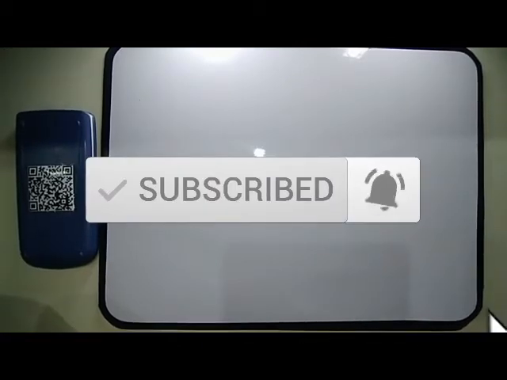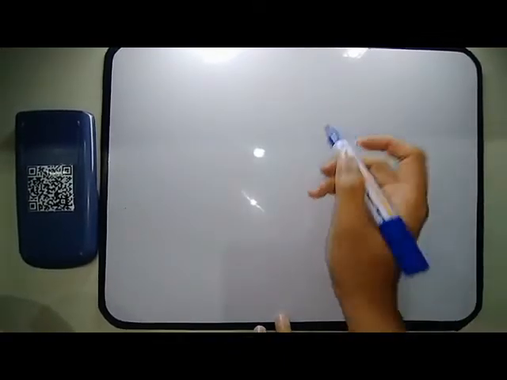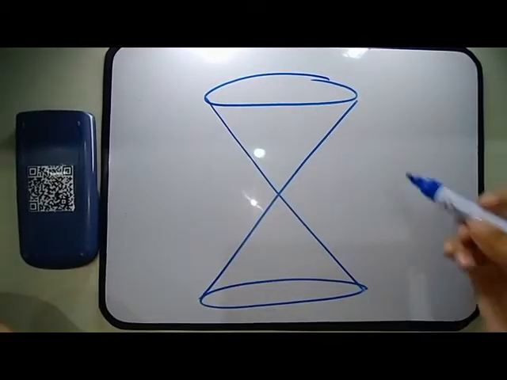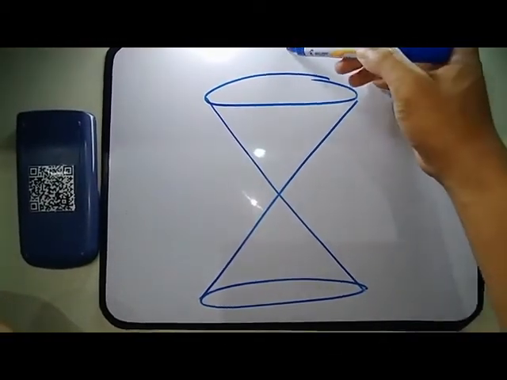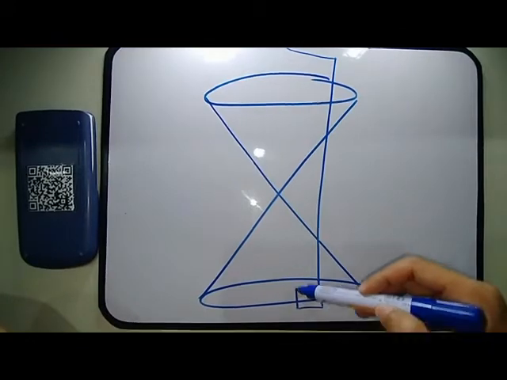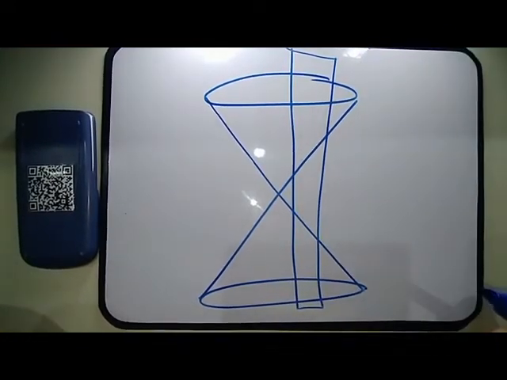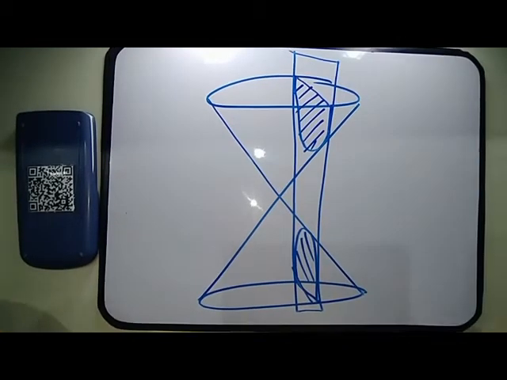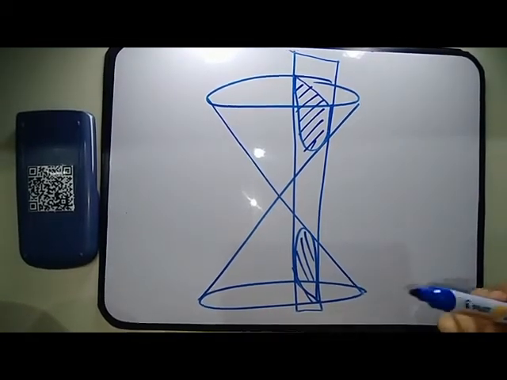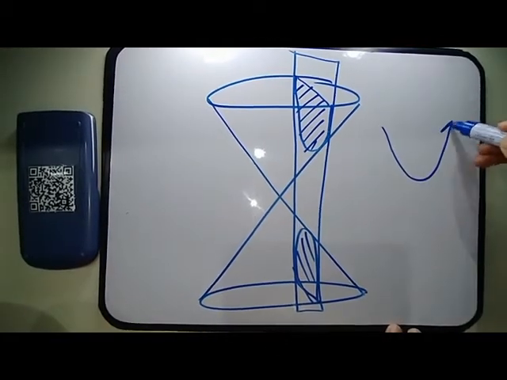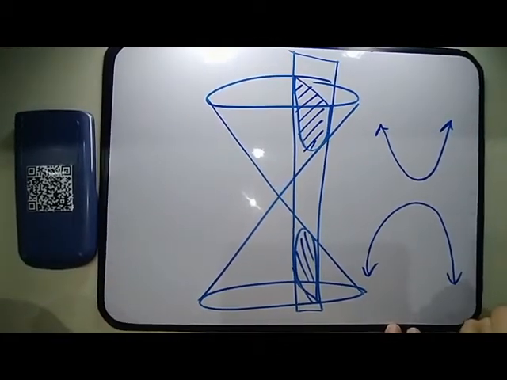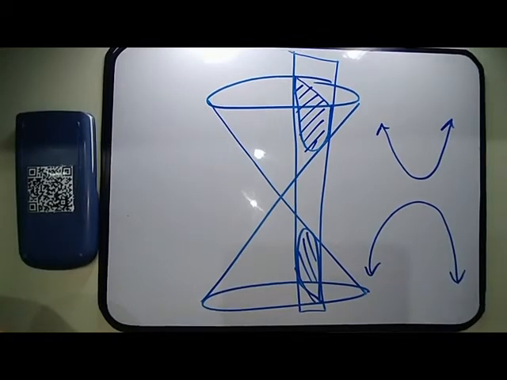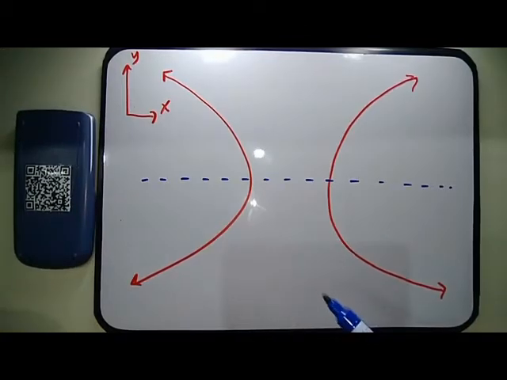So guys, let's recall, the conic section is formed using a cone, an inverted cone. Then we pass a plane which is parallel to the axis of the conic section. So the form we get, guys, is a shape like this. That shape, which is like a mirrored parabola, is what you call the hyperbola. So we have here the figure of the hyperbola.